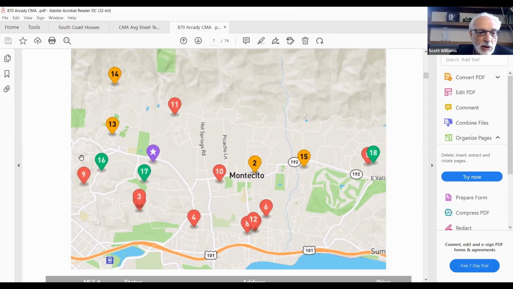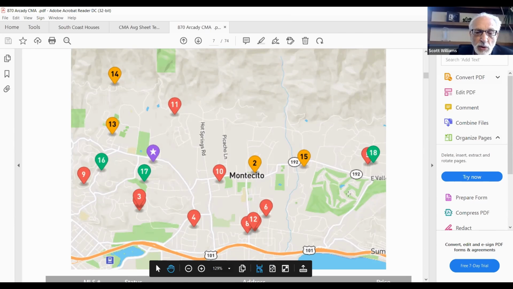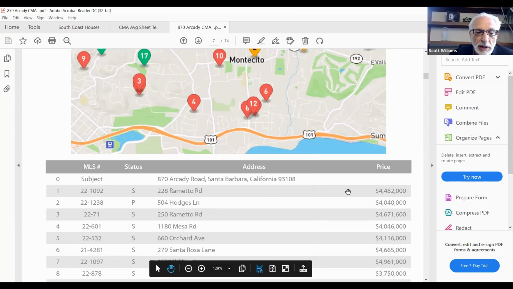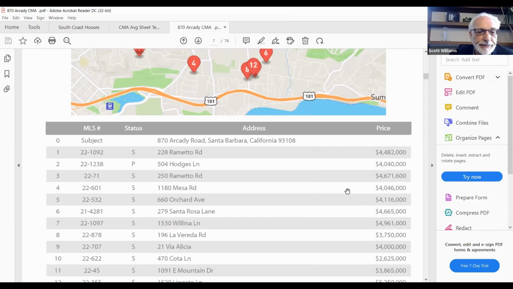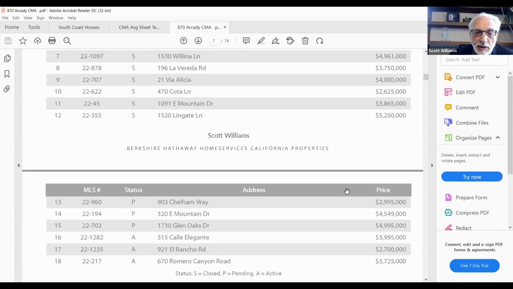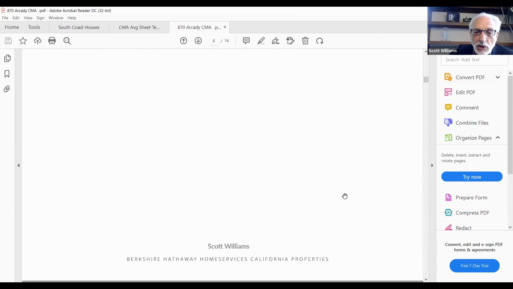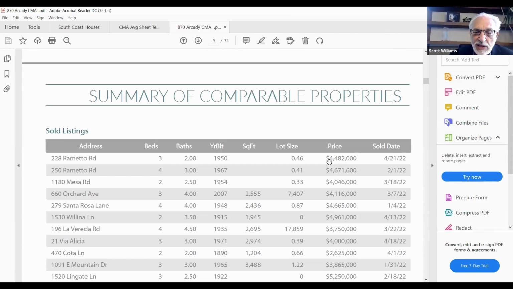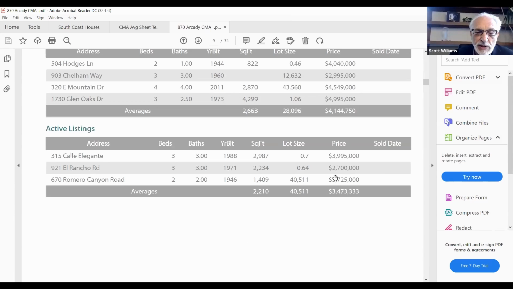The green ones here are for sale, active. The yellow ones are pending, and the red ones are sold. So we're going to go ahead and look at how I use this information about the velocity of the market in a presentation?